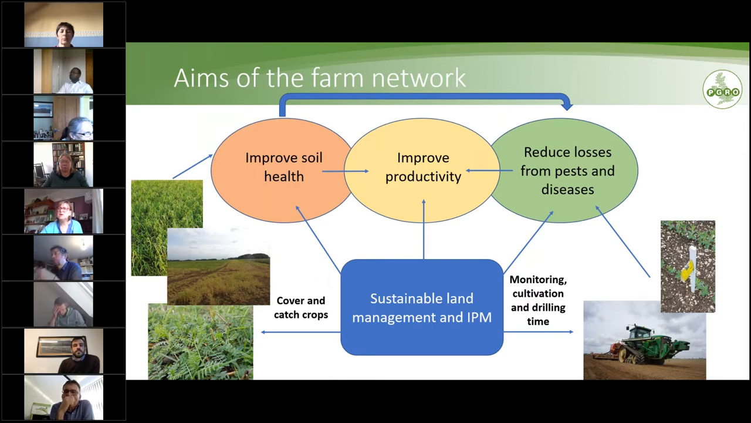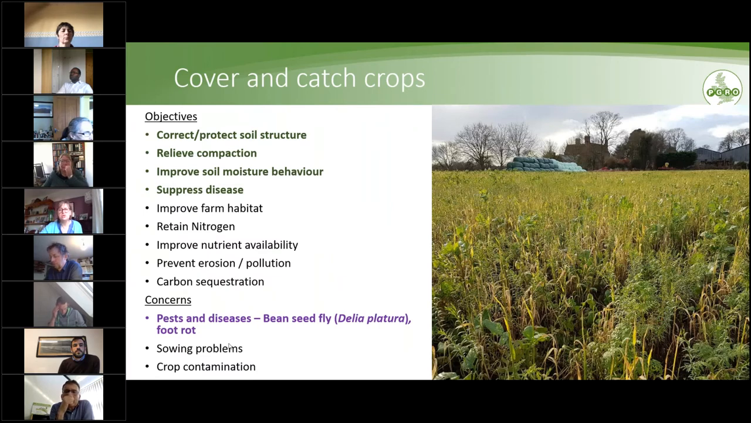So we looked at the use of cover and catch crops to try and correct and protect soil structure for farmers, to relieve compaction, to improve soil moisture behaviour and to suppress disease. These are really high value crops, vining peas, so it's really important that growers are able to get this right. There are other benefits, of course, to having cover and catch crops in rotations, particularly looking at farm habitats, the retention of nitrogen, and an improvement of nutrient availability and the prevention of erosion and pollution. Just obviously carbon benefits that can be gained from having cover crops in rotations.